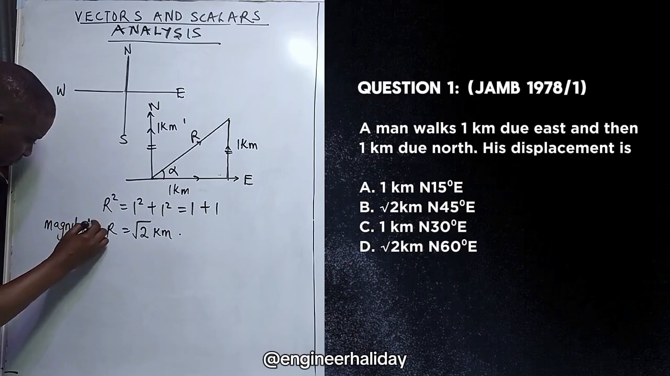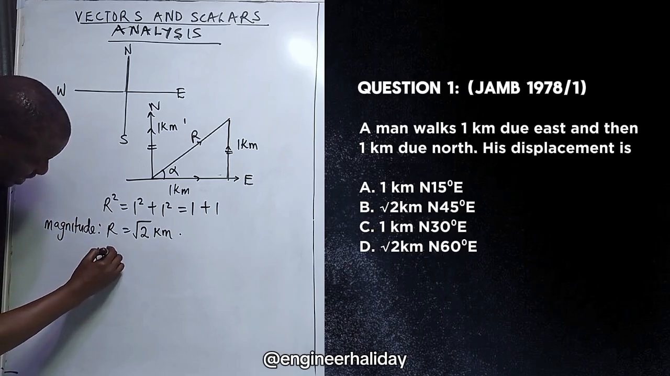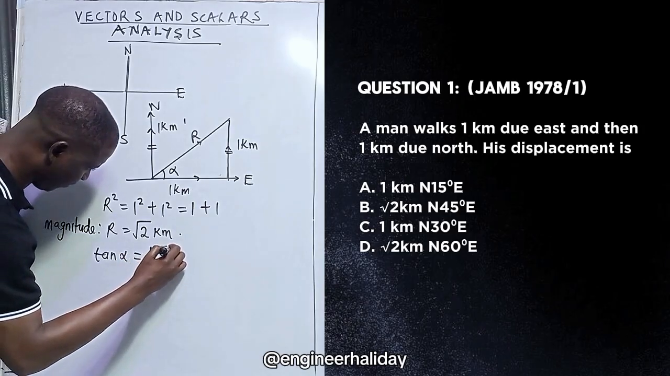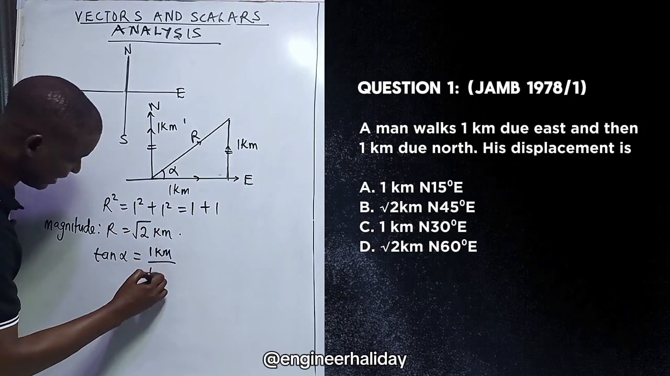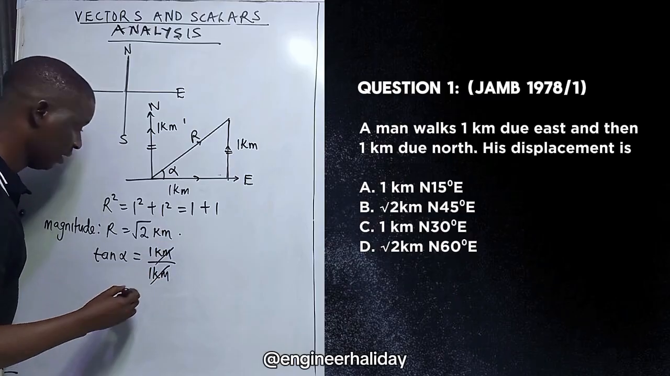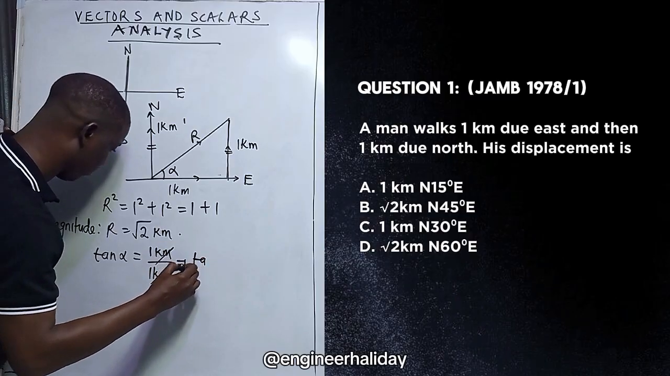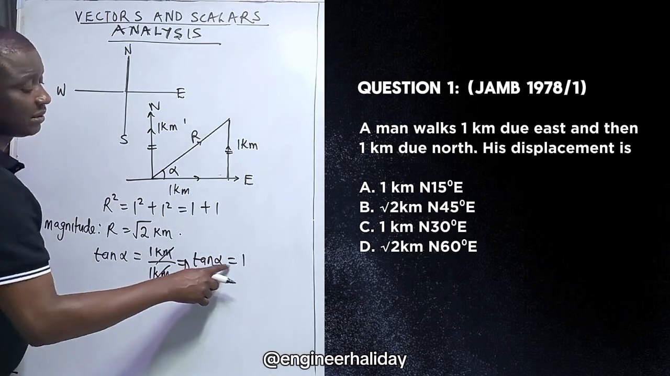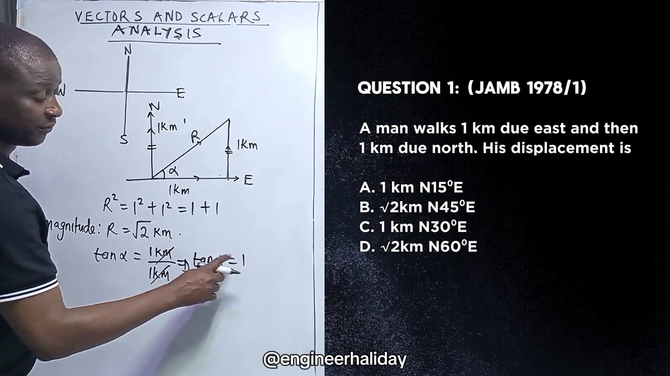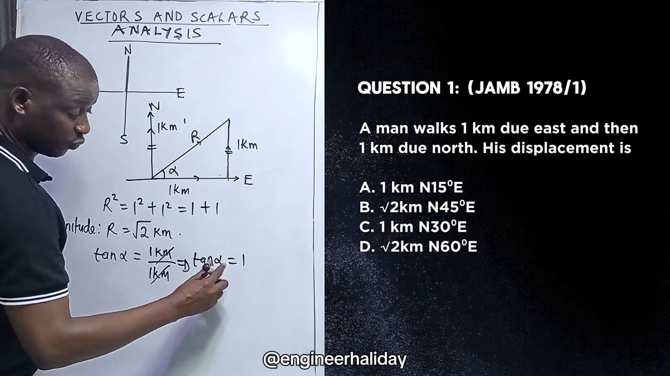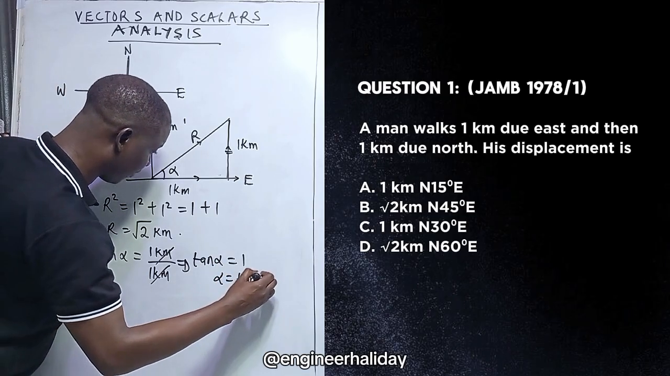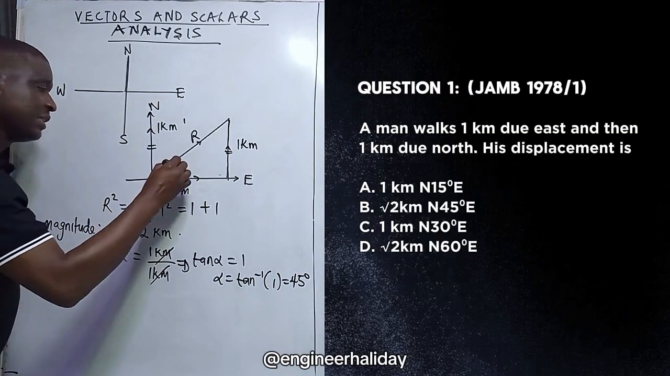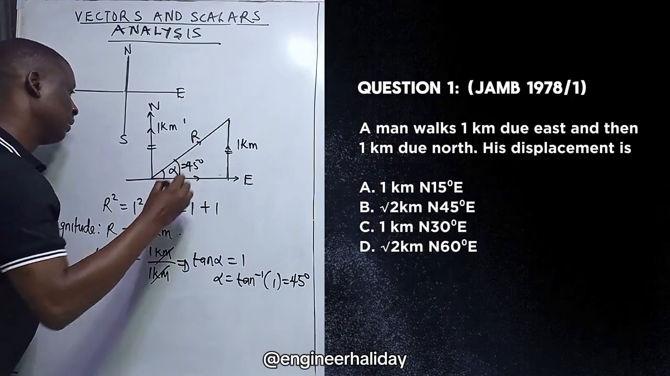Then to find the direction, tan alpha equals opposite, which is 1 kilometer, over adjacent, which is 1 kilometer. They will cancel out, so we will have tan alpha equal to 1. Which angle will give us tan equal to 1? It is 45 degree, for tan 45 is 1. So alpha, tan inverse of 1, is equal to 45 degree. So here is 45 degree now.